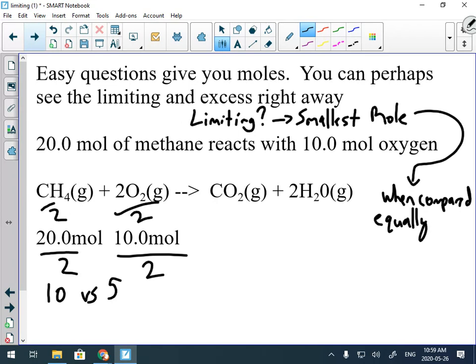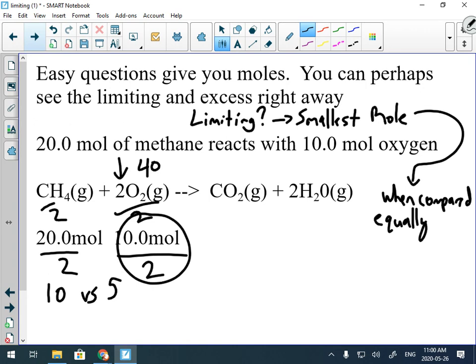Yeah, and that is the limiting reagent. This is the limiting reagent. The idea is that to make this a fair reaction, we need twice the amount of oxygen as we need of methane. We need twice the amount. So we would actually need 40 moles of oxygen to react equally with 20 moles of methane.